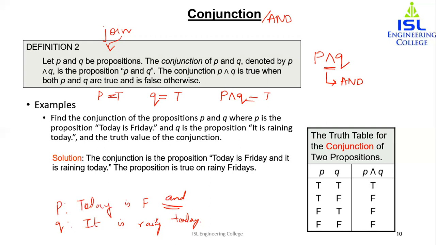Similarly, I can take another example, and I'll write it just over here. P is the sun is out, and Q is it is raining.